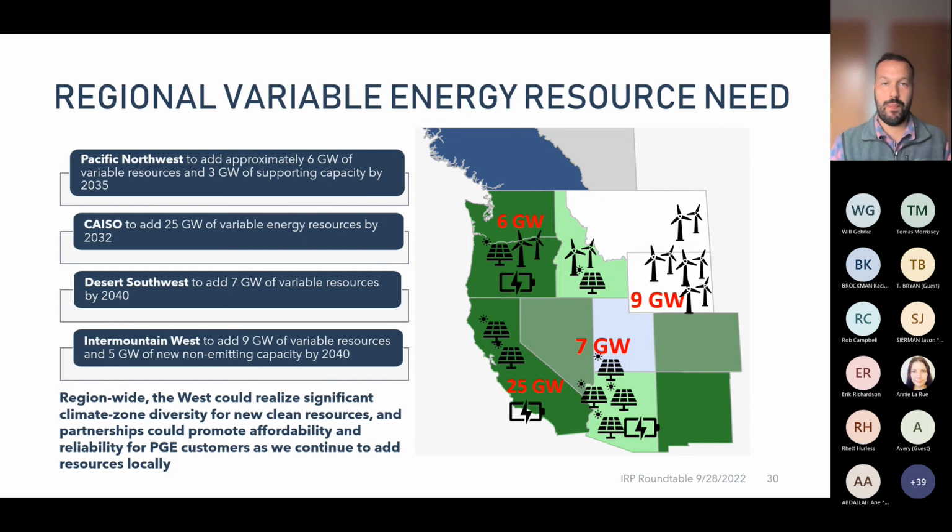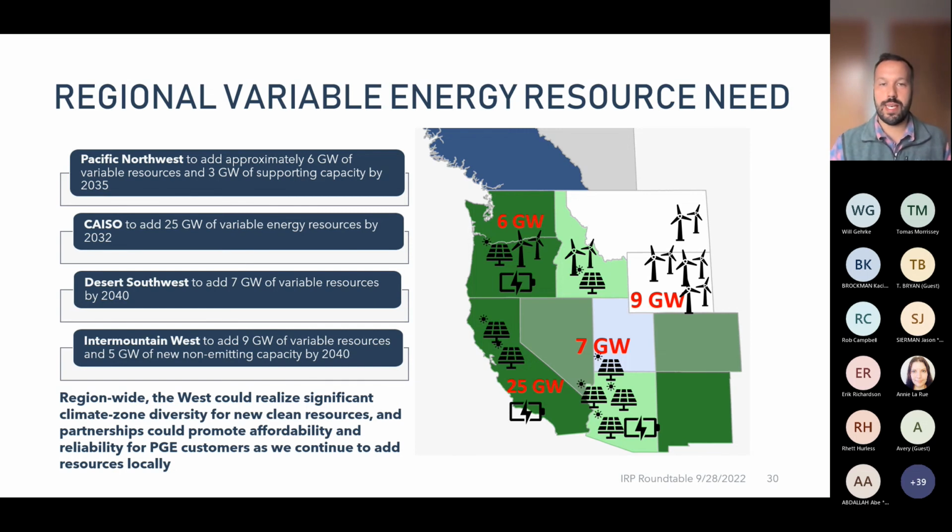Yeah, Kathy. Does the Pacific Northwest 6 gigawatts include the floating offshore wind? Good question. It likely does. I think that this is a little bit more resource agnostic.